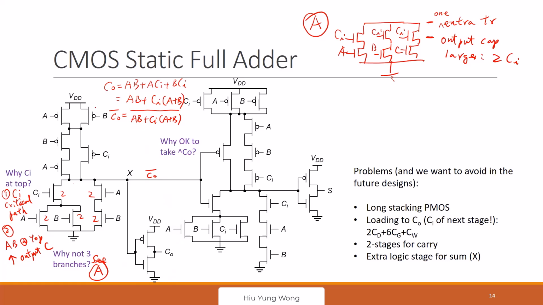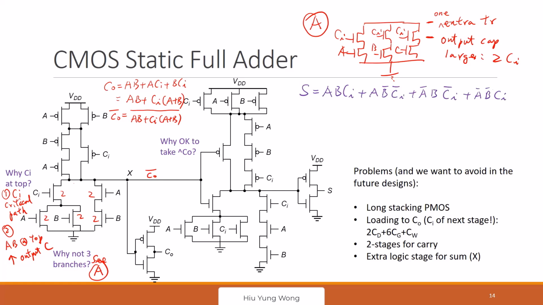What is the sum? For the sum, we need to write down the equation again. In this particular case, the sum, if you remember, is equal to A, B, C, I, and then any one of them, and then we need an odd number of 1s, right? If you remember, A not B not CI, plus not A B not CI, plus A B CI, and so on. Every term has an odd number of 1s, right? But I'm not going to prove it.